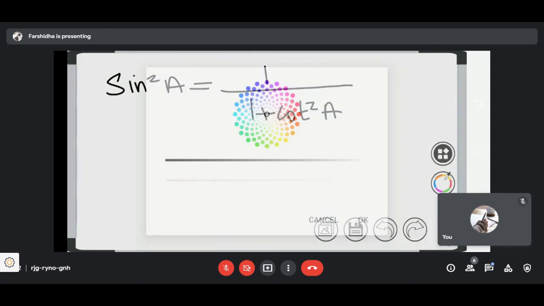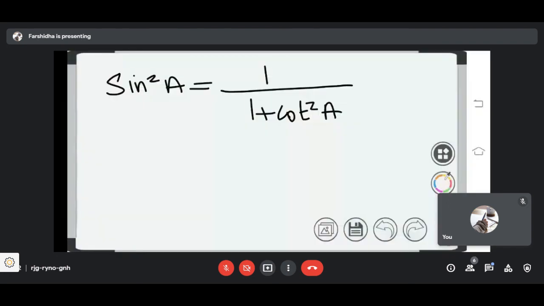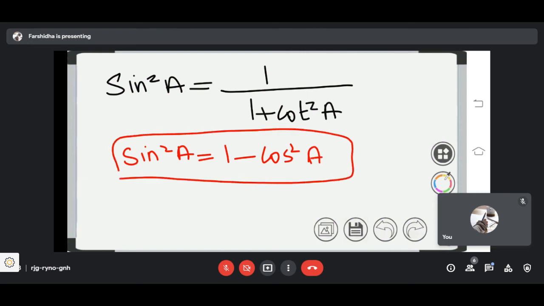Now listen carefully. From the first identity, we know that sine square A is equal to 1 minus cos square A. I have given you this formula. So can I replace this sine square A as 1 minus cos square A? Yes, I'll be writing sine square A equal to 1 minus cos square A because both are the same.